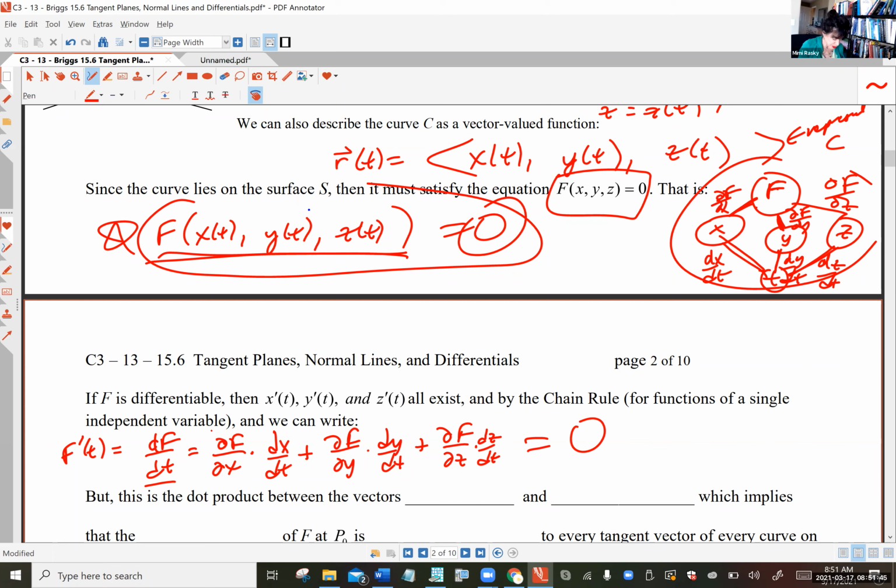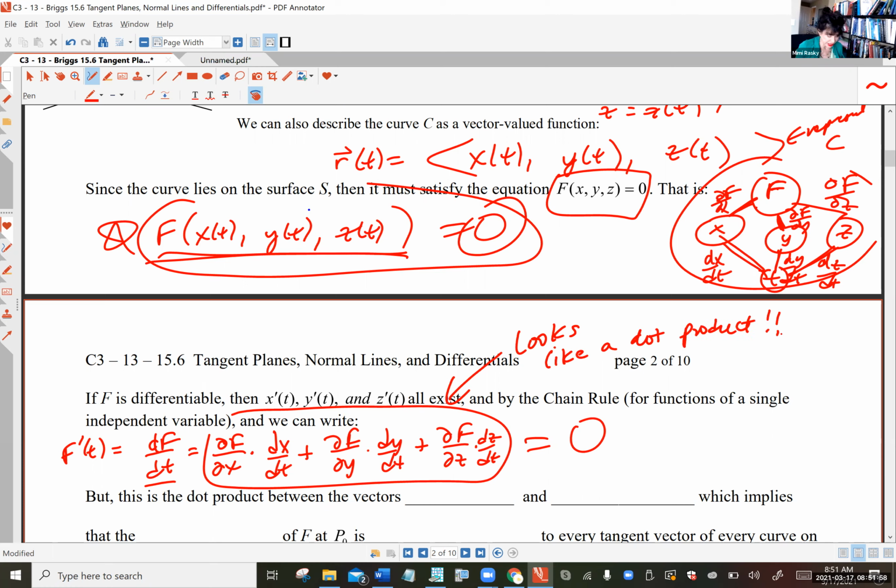But I want you to notice this right here. Doesn't this look like a dot product? Has that flavor to it. Something times something plus something times something else plus something times something else. So it looks like a dot product. In fact, it is. It's the dot product between the vector del f, which is the gradient of big F, and r prime, the tangent vector to the curve.